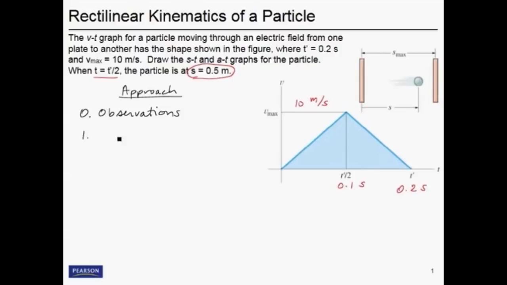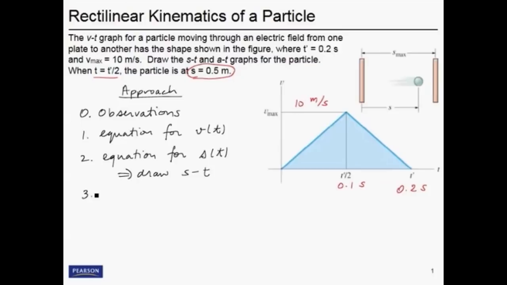Step 1 is to consider the equation for V of t. We have a graphical version of it, but we don't have an equation written in terms of time t. Once we have that equation, we're going to derive an equation for s as a function of t, and from that equation we are going to be able to draw the ST graph. The third thing we're going to do is take that velocity equation from step 1 and derive an equation for the acceleration as a function of time, and from that equation we are going to draw the AT graph. So we've got 4 steps here. The first one is an important one: observations. That's what we're going to do next.